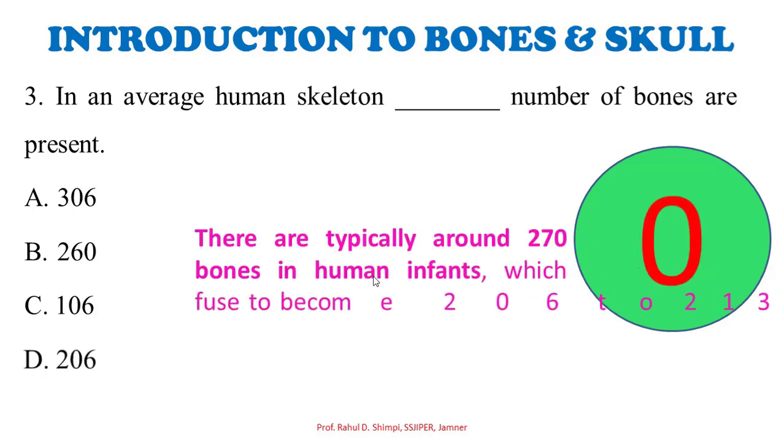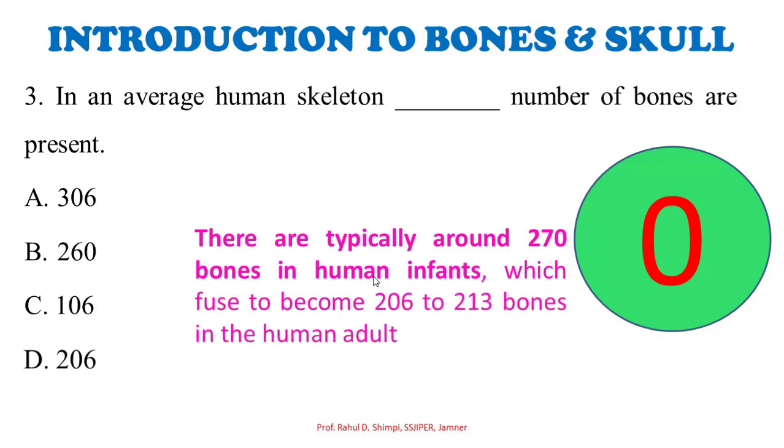What is the additional information available for this question? There are typically around 270 bones in human infants, which later fuse to become about 206 to 213 bones in a human adult, and that's why we have used the term 'in an average human skeleton' is made up of dash number of bones.